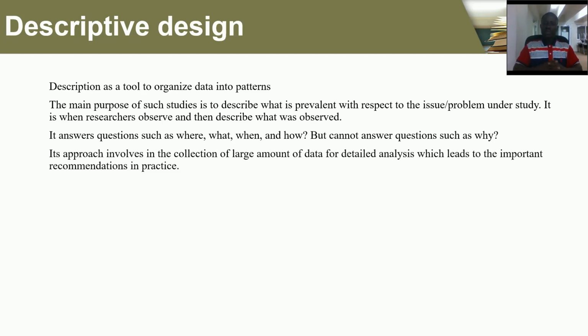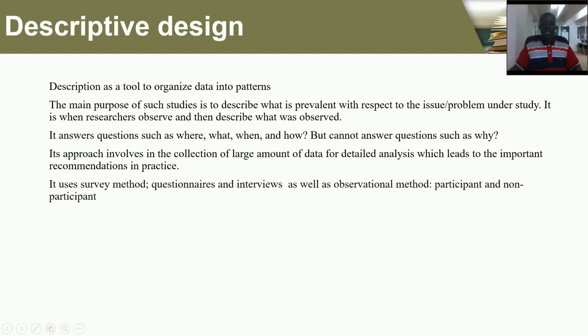Its approach involves the collection of large amounts of data for detailed analysis, which leads to important recommendations in practice. It uses survey methods such as questionnaires and interviews, as well as observational methods that employ participant and non-participant observation. With this, people have described the descriptive design as both qualitative and quantitative.